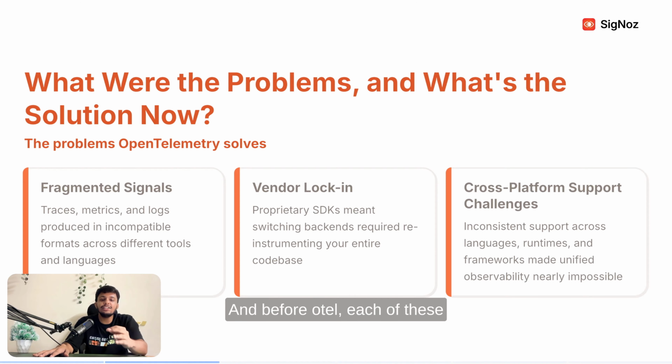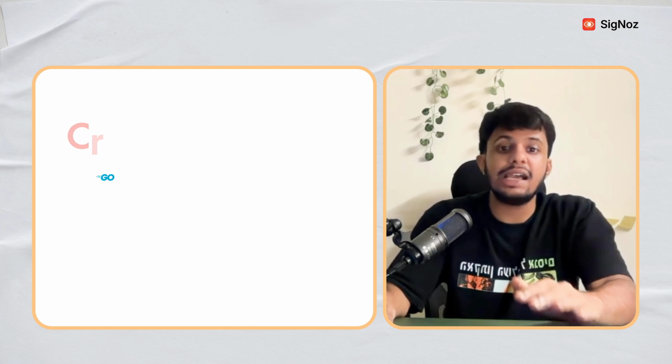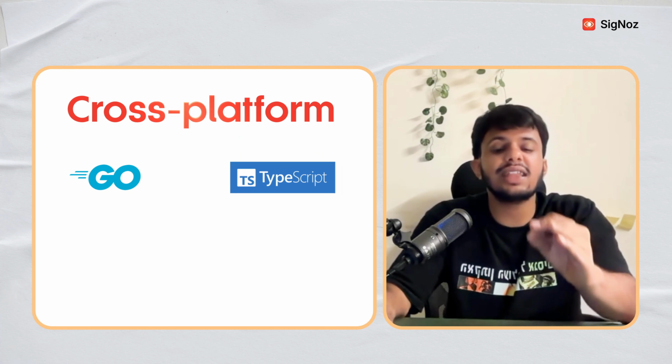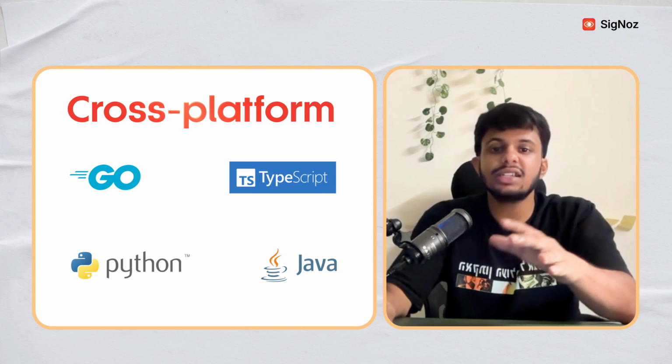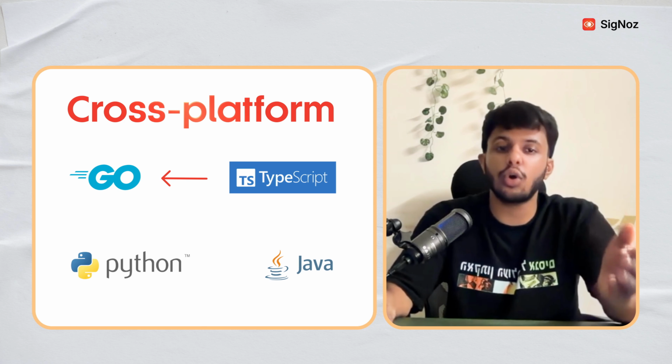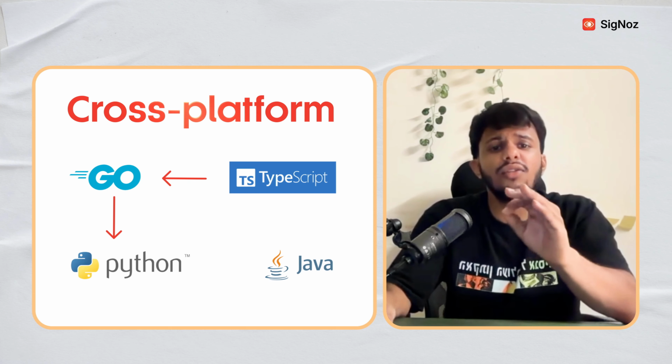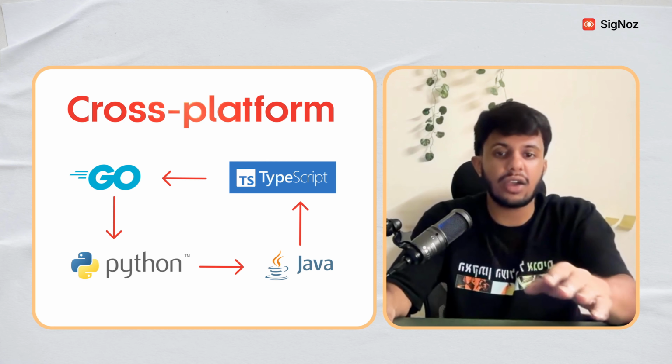And before OTel, each of these needed its own instrumentation library, its own convention, sometimes its own agent. You weren't managing one observability setup, you were managing four. And they didn't actually talk to each other either, which brings you right back to the first problem. OpenTelemetry fixes this with cross-platform support. Same specs, same semantic conventions, and the same collector across every language and runtime. So a trace that starts in your TypeScript frontend can flow through a Go API and then into the Python ML service with full context intact the entire way through.